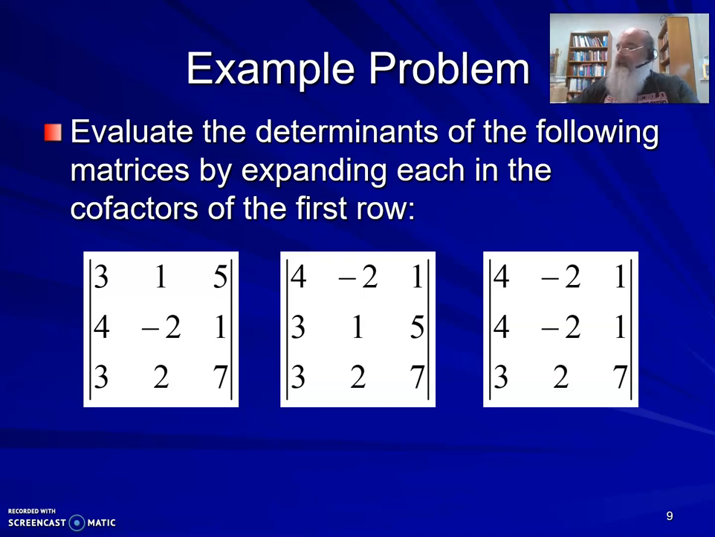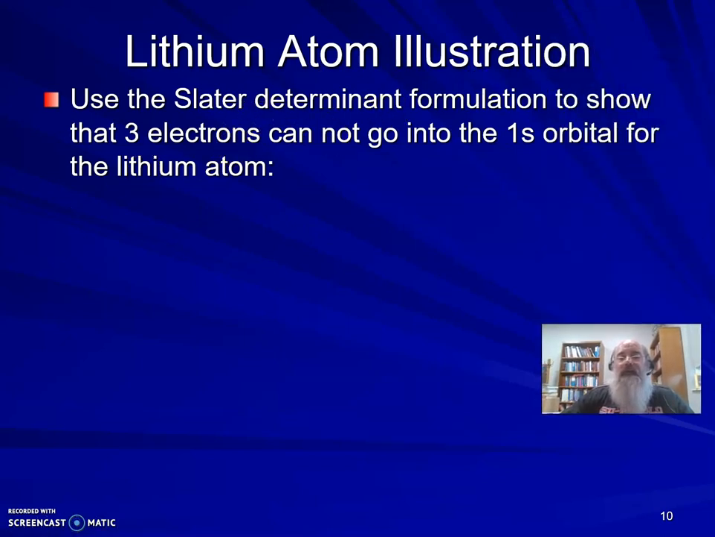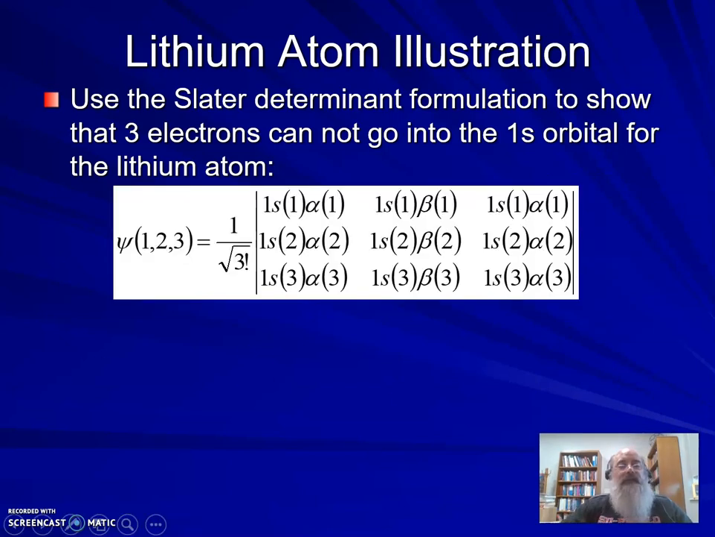Alright, so let's look at the lithium atom illustration that I'm going to assign later on. I want you to start with this matrix. So lithium has 3 electrons. So the normalization factor, assuming that these are all normalized wave functions, is going to be 1 over the square root of 3 factorial. 3 factorial is 6, so it's 1 over the square root of 6.